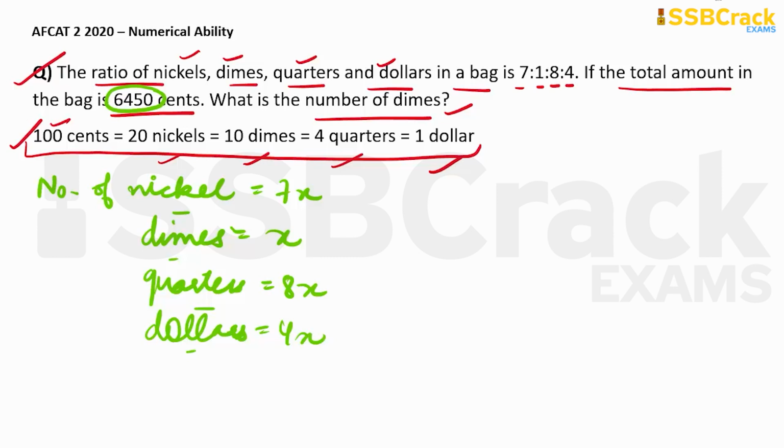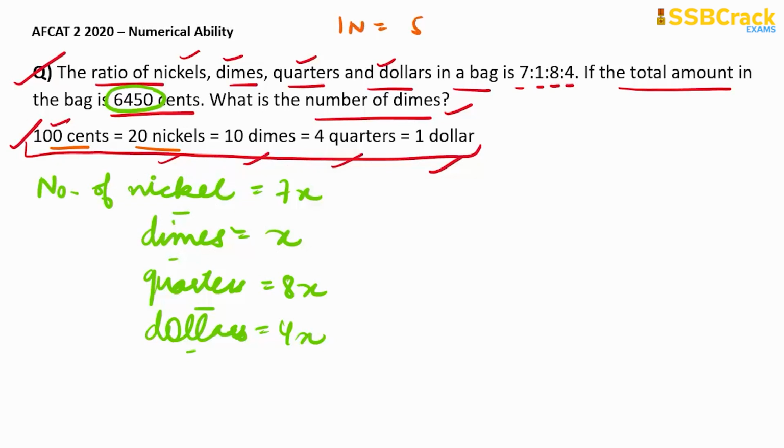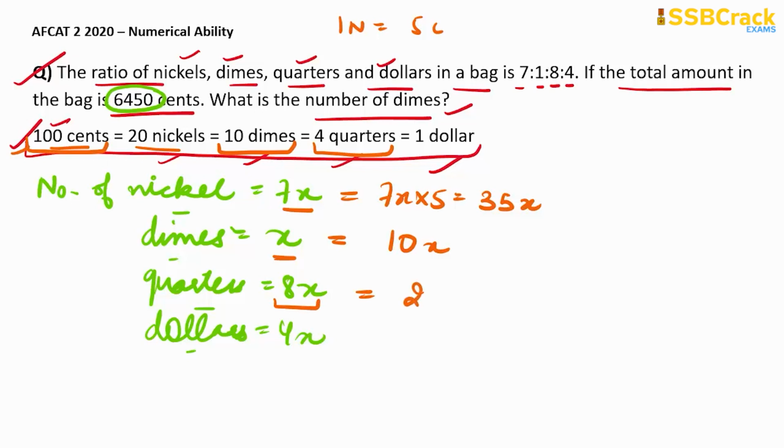Here it is given that 20 nickels equals 100 cents. This means 1 nickel equals 5 cents. So 7x nickels will be equal to 7x into 5, that is 35x cents. Similarly, 10 dimes equals 100 cents, which means 1 dime equals 10 cents. So x dimes equals 10x cents. Similarly, 4 quarters equals 100 cents. This means 1 quarter equals 25 cents and 8x quarters equals 200x cents. Similarly, $1 equals 100 cents, which means 4x dollars equals 400x cents.